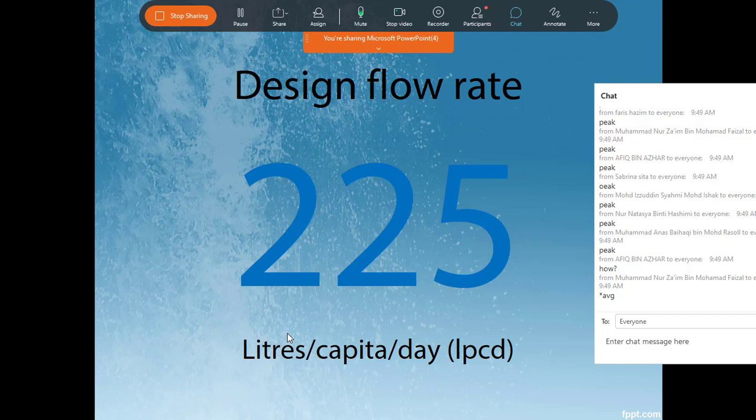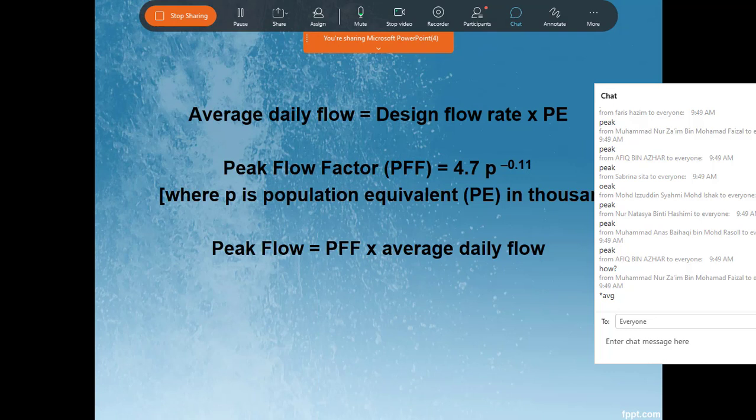Later on, or now, we will calculate the total PE. We have to calculate the total PE, then multiply by the design flow rate. Because total PE represents capita, how many population equivalent, and this one represents how many liters per capita per day. So when we multiply together, we will get how many liters per day. Now we will see the average daily flow. As I said, we have two values, the average and the peak. Sometimes we use the peak, but normally we use the average.